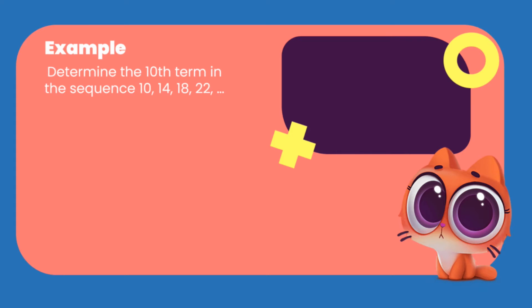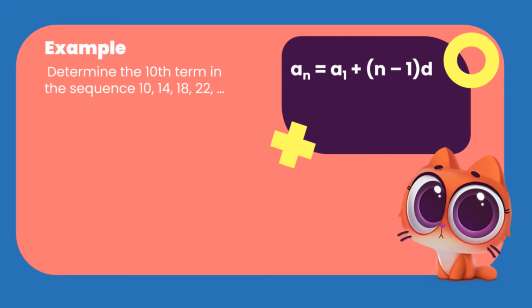Determine the 10th term in the sequence 10, 14, 18, and 22. From this example, we are asked to determine the 10th term in the sequence. And for us to find the 10th term, what we need to do is to find the common difference. We already discussed how to get the common difference using the formula a sub 2 minus a sub 1, or by subtracting the first term from the second term.